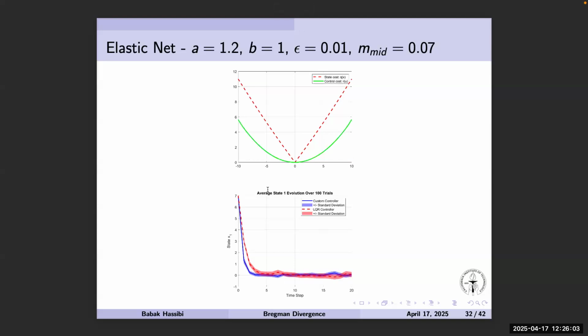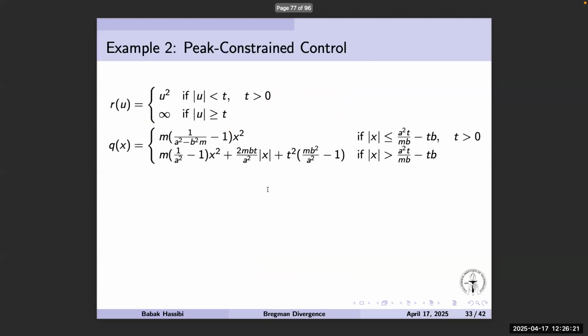If I increase m, so if I start putting more penalty on the state, this slows down. It doesn't go as quickly, but still it goes quicker than the LQG. The point I want to make is, we can get these interesting control behaviors, and you can play around with m until you find one that you like.